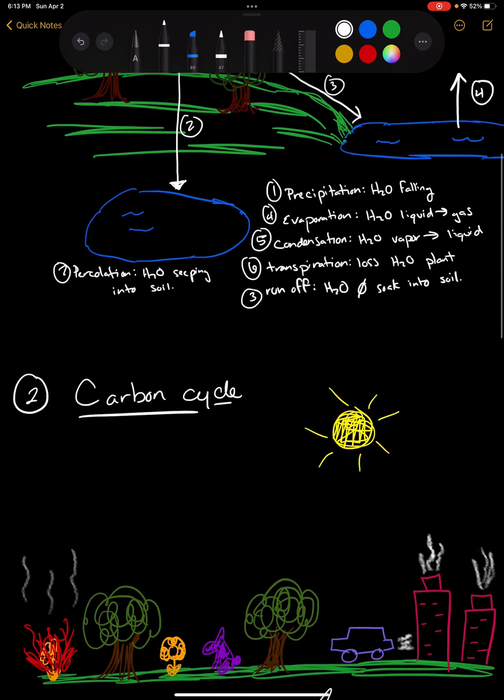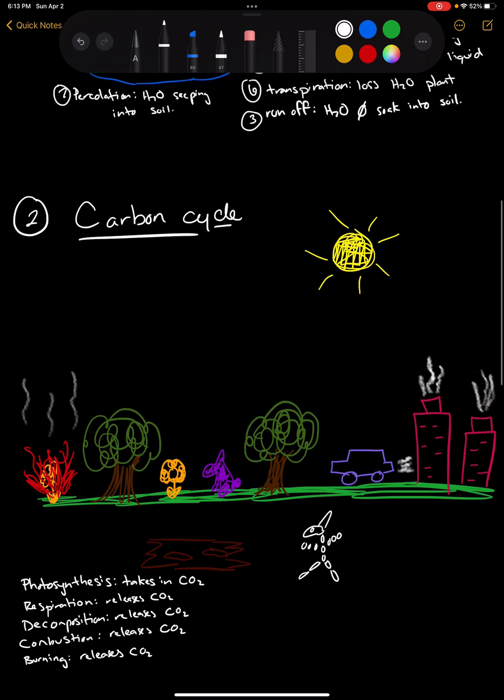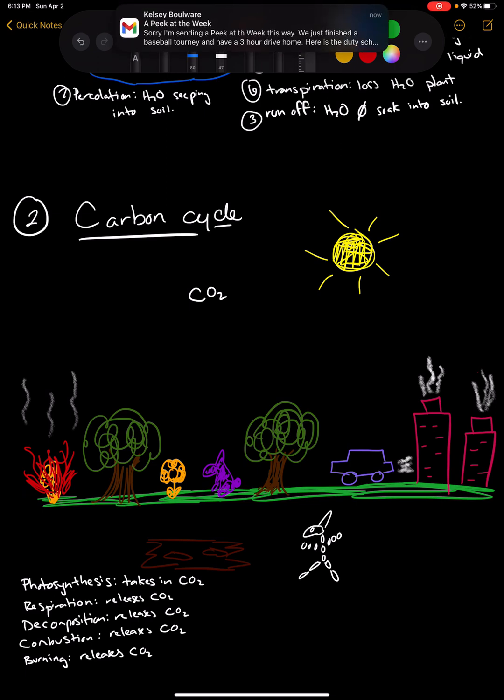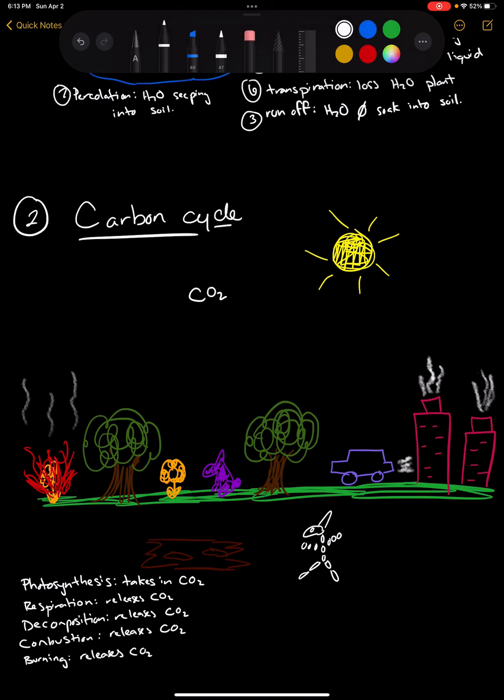Let's go into our next one. This is the carbon cycle, okay? Now, with the carbon cycle, really what we're talking about is CO2. Say carbon dioxide. So carbon dioxide is our focus in the carbon cycle. Now we know that we have carbon dioxide in our atmosphere. When we have carbon dioxide in our atmosphere, there is one process that takes my CO2 in, and that's called photosynthesis through my plants.